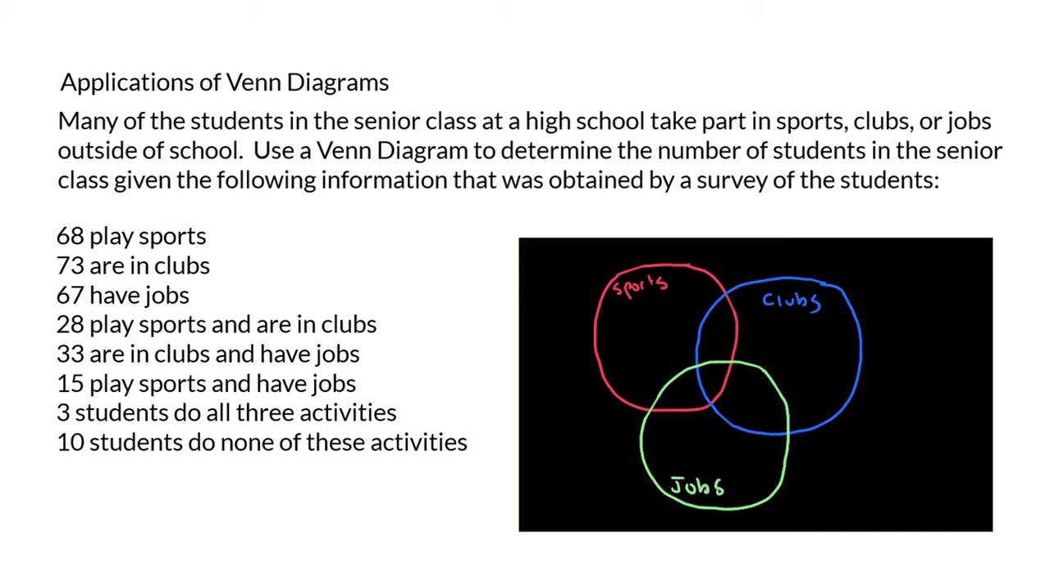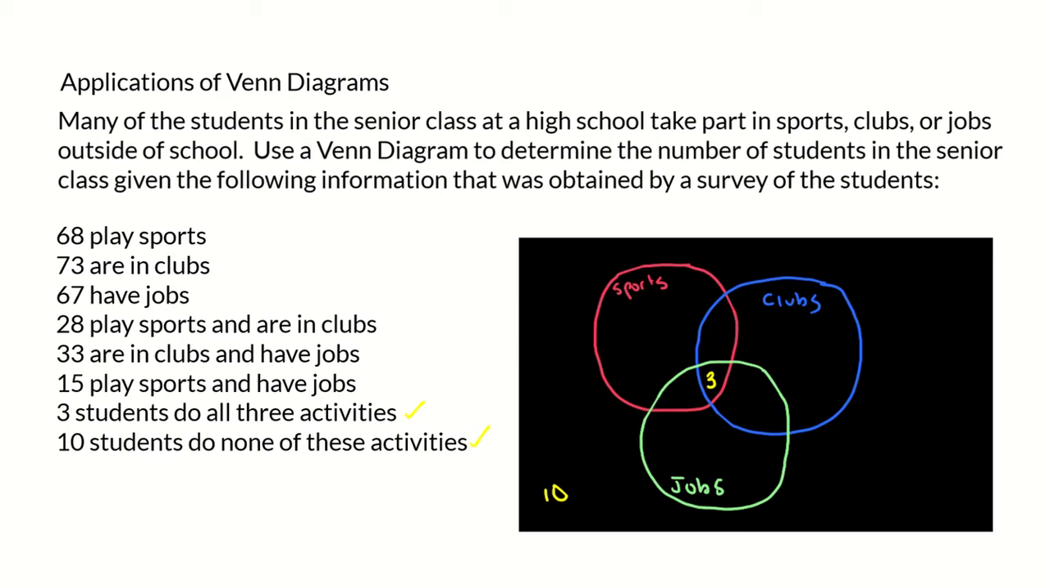When we use a Venn diagram to solve this type of problem, we want to start with the shared information. So that means that we have 3 students that do all 3 activities. So that number of students goes in the very middle of the diagram. We also know that 10 students do none of these activities, so we can put that information outside of the 3 circles. And we're going to slowly work our way out to the single activities by adding and subtracting.